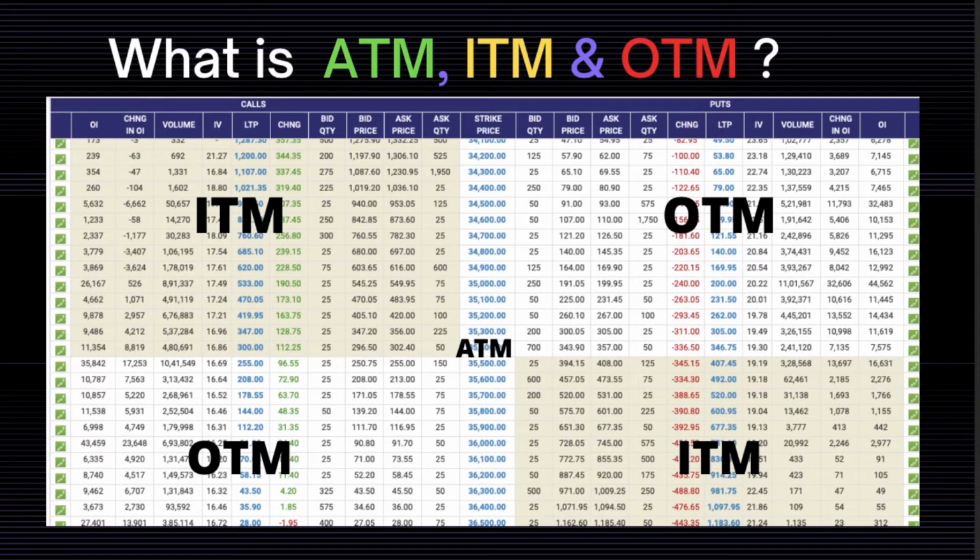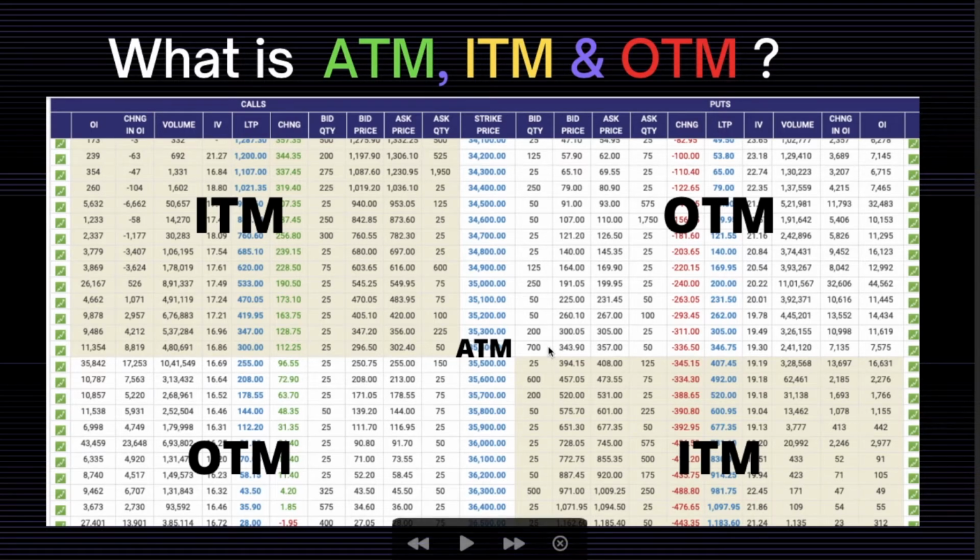In the money refers to all those contracts which are under the current price of the market. Suppose the market is around 35,400. So for the call side, 35,300, 200, 100 and so on are the in the money contracts, because the market has already achieved these levels. That's why it's called in the money.